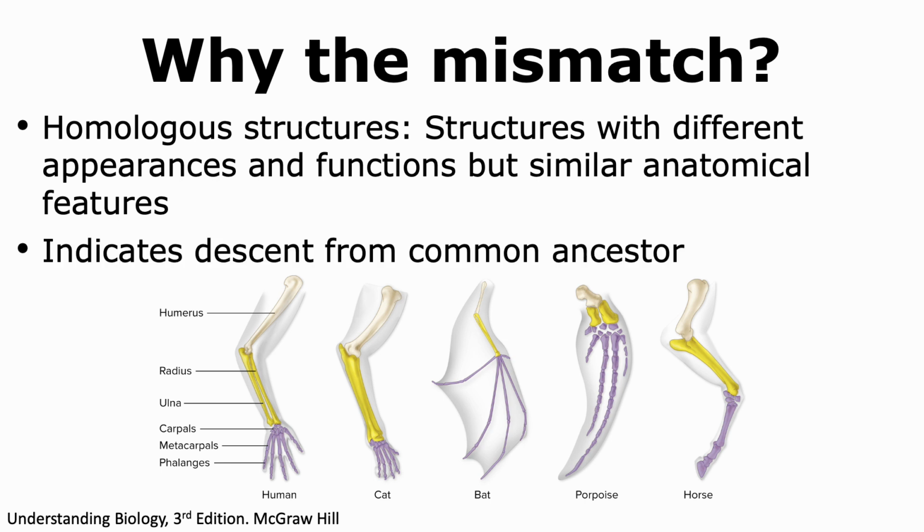Homologous structures indicate descent from a common ancestor, and thus all these different animals are showing the same arrangement of bones because they arose from a common ancestor that had this arrangement of bones in their forelimbs.